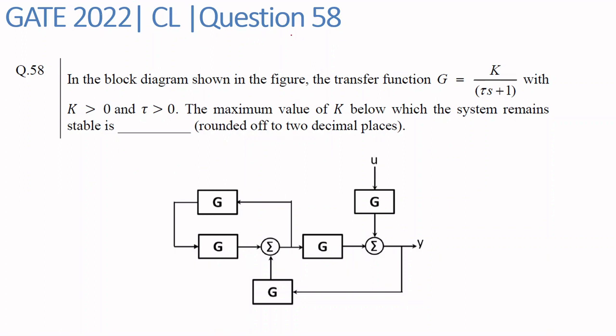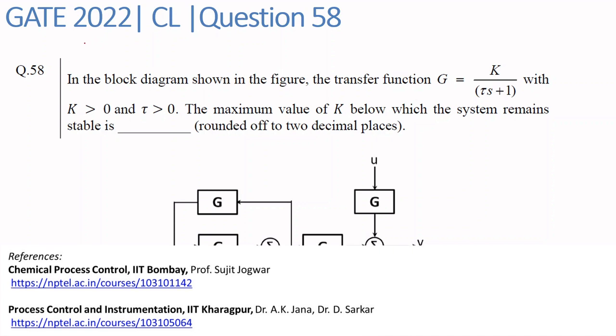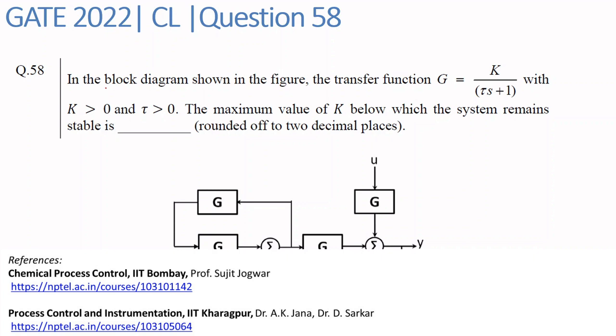We are solving question number 58 of GATE 2022 related to the subject of process control and instrumentation. And the question is, in the block diagram shown in the figure, the transfer function g is equal to k upon tau s plus 1 with k greater than 0 and tau greater than 0. The maximum value of k below which the system remains stable is dash, rounded off to 2 decimal places.